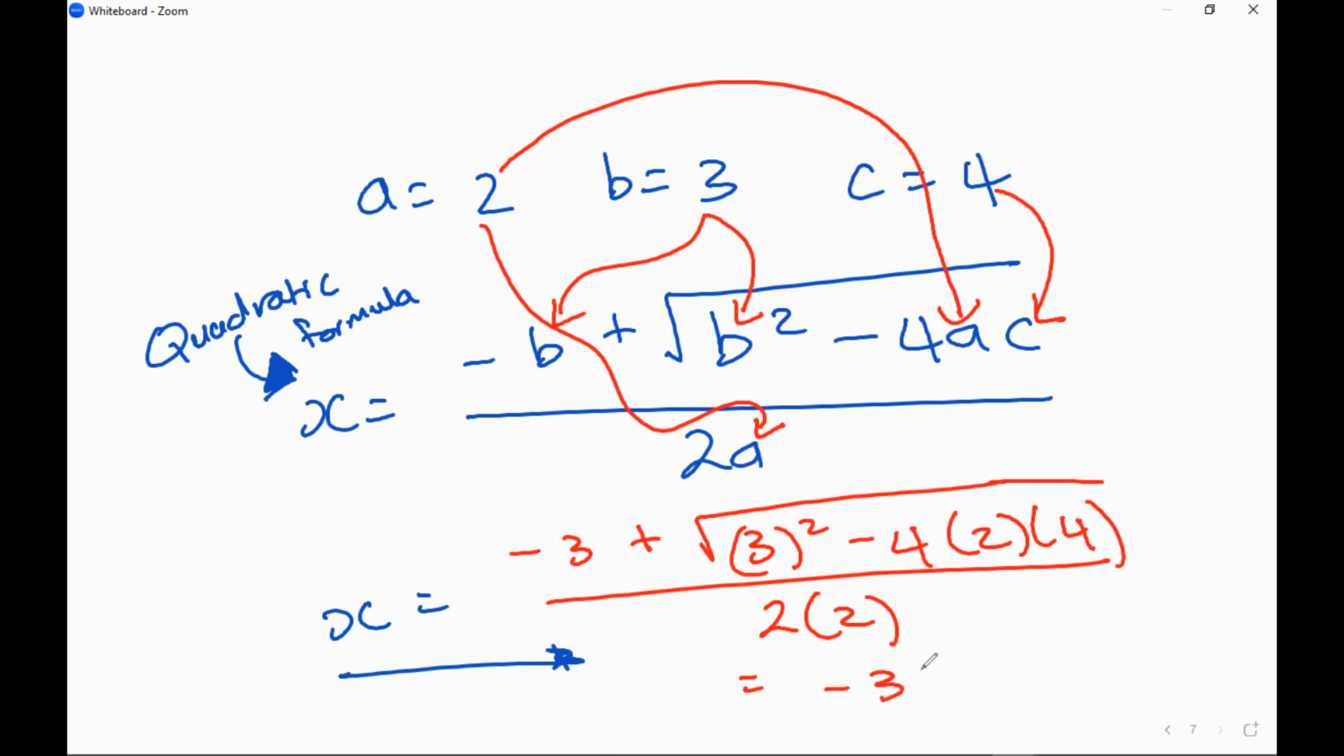And that's equal to minus 3 plus, now you've got to solve this bracket out. This is 9 minus, and this is 16 times 2 is 32. So 9 minus 32, which is negative 23, over 4. All right. We can't really go further than that. Why can't we go further than that? Because you can't square root a negative number. If you got to this part, then that's correct. So remember, that's 2 and that's 4 then.